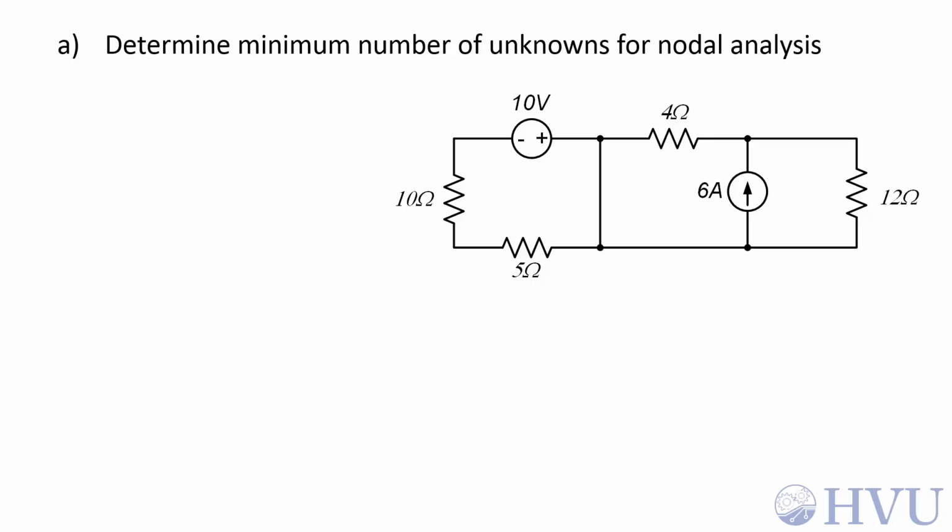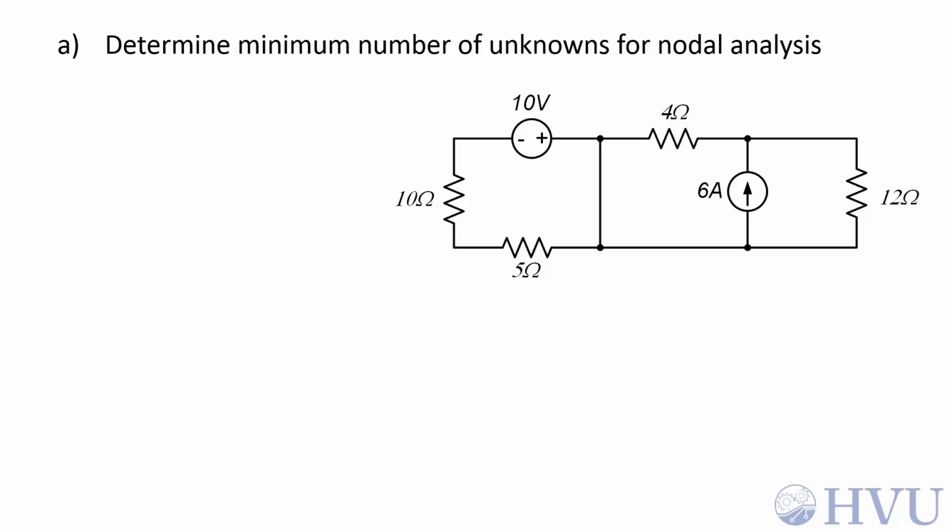The first thing we want to do in this example is to determine the minimum number of unknowns to analyze this circuit using nodal analysis. This step is really important. It can tell us how much work nodal analysis is going to be for this circuit. Later on, we'll have a variety of analysis approaches we can use, and our first question should always be which is the least amount of work.